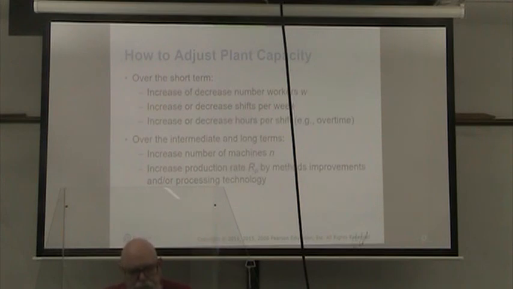So, how do we adjust the plant capacity? In the short term, we can increase or decrease the number of workers, increase or decrease the shifts per week, or increase or decrease the number of hours per shift. A lot of times it makes sense to do overtime for short periods when we have a fluctuation in demand. Look around the factory if we have a big decrease in demand and say, Fred, you haven't taken your vacation this year.